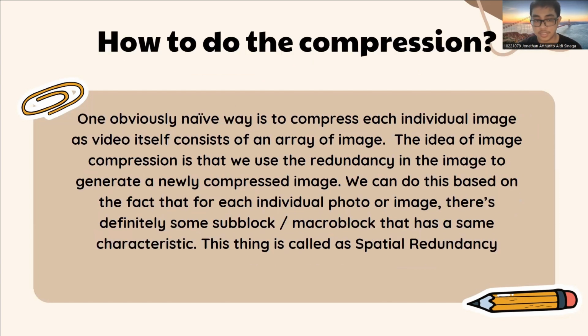How to do the compression? One obviously naive way is to compress each individual image, as video itself consists of an array of images. The idea of image compression is that we use the redundancy in the image to generate a newly compressed image. We can do this based on the fact that for each individual photo or image, there is definitely some subblock or macroblock that has the same characteristic. This is called spatial redundancy.